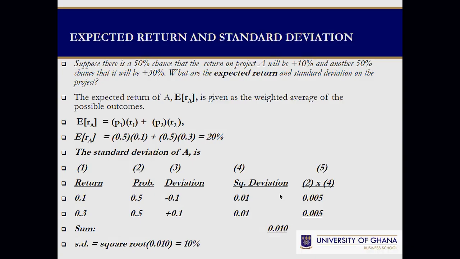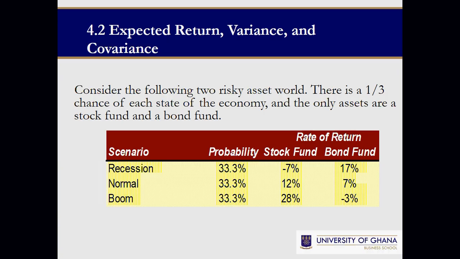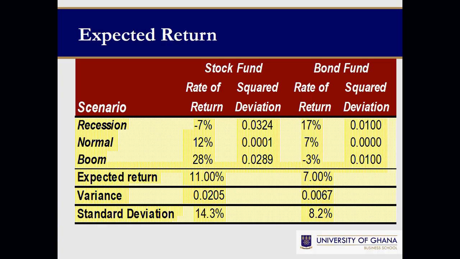All right, so let me know. So there's an example here. Consider the following two risky assets. There is a 1/3 chance of each state of the economy, and the only assets are the stock fund and the bond fund. Now, let's solve for the expected return, right? Standard deviation is the risk, and then the expected returns are these. So we are going to solve for all of these, and then deal with it. So we know how.